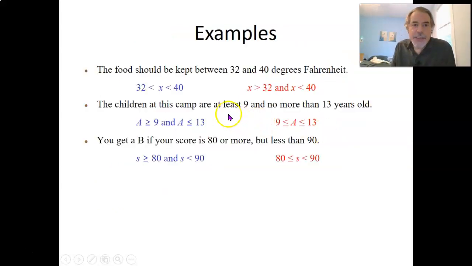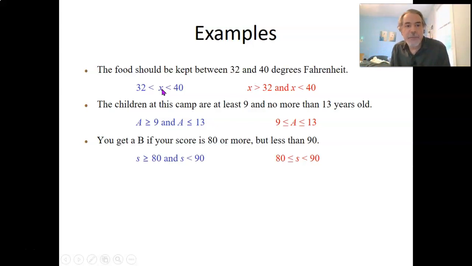And here are some examples where we have to be between two numbers. The food should be kept between 32 and 40 degrees Fahrenheit. One way to write that would be like this. 32 is less than x is less than 40. So that's saying that 32 is less than 40. You got 32 on the small end and 40 on the big end, and x is somewhere in between.